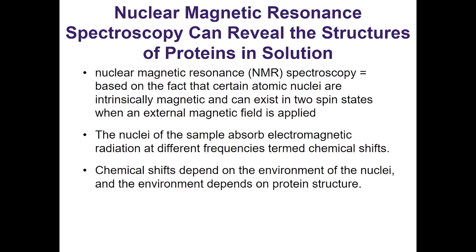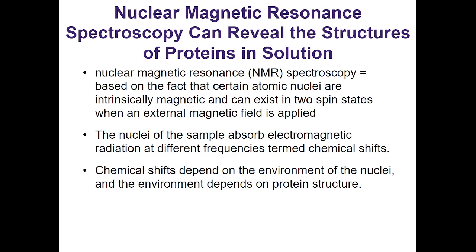But the software is really good, so they don't really need to know much of what's going on. Based on the fact that these certain atomic nuclei are intrinsically magnetic and can exist in two different spin states when an external field is applied, the nuclei of the sample absorb electromagnetic radiation at different frequencies. This is termed chemical shifts.